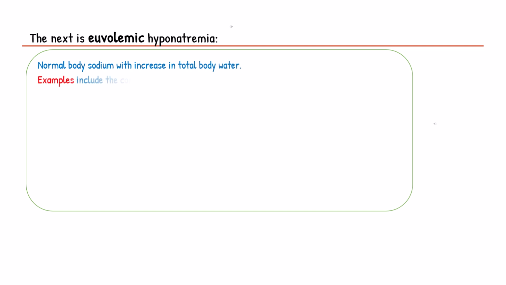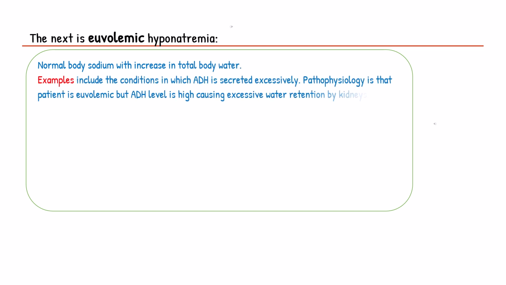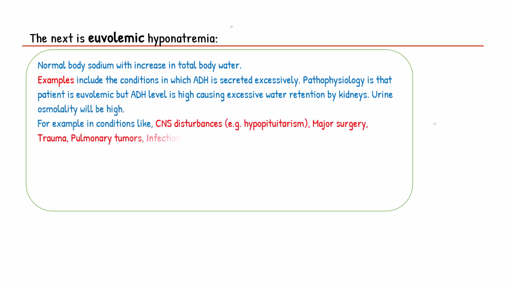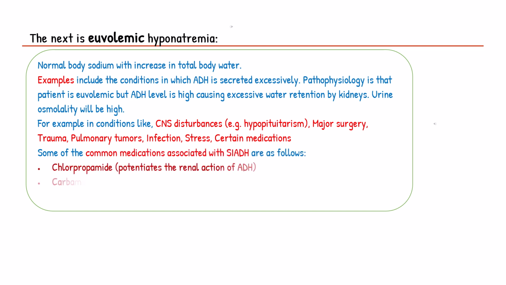The next is euvolemic hyponatremia. Normal body sodium with increase in total body water. Examples include the conditions in which ADH is secreted excessively. Pathophysiology is that patient is euvolemic but ADH level is high causing excessive water retention by kidneys. Urine osmolality will be high. For example in conditions like CNS disturbances, e.g. hypopituitarism, major surgery, trauma, pulmonary tumors, infection, stress, certain medications.